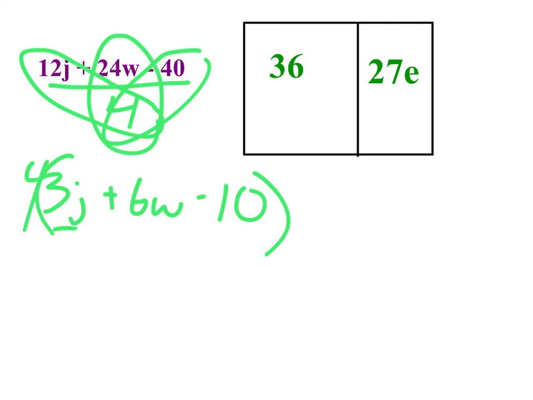You might say, well, these two have a 3 in common. They do, but this one doesn't have a 3 in common. And these two have a 2 in common, but this one doesn't have a 2 in common. So we have taken out the greatest common factor when we took out 4. So 4 times the quantity 3j plus 6w minus 10.